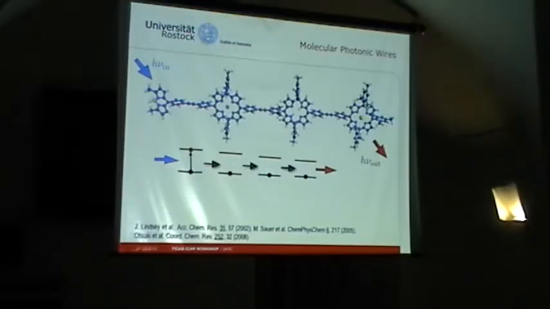Effectively you have transported the energy, but what you also did is transport the photon across a certain distance, and this distance can be whatever, like some 10 angstroms or 10 to 20 angstroms. That's been shown.